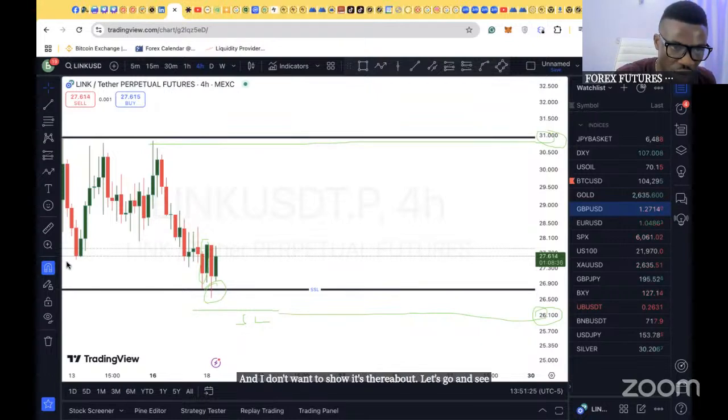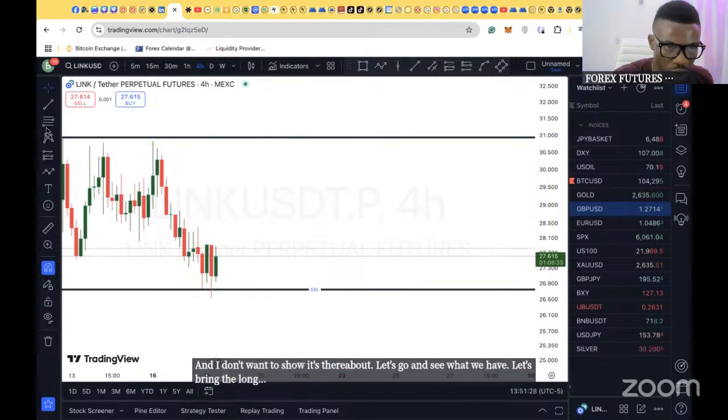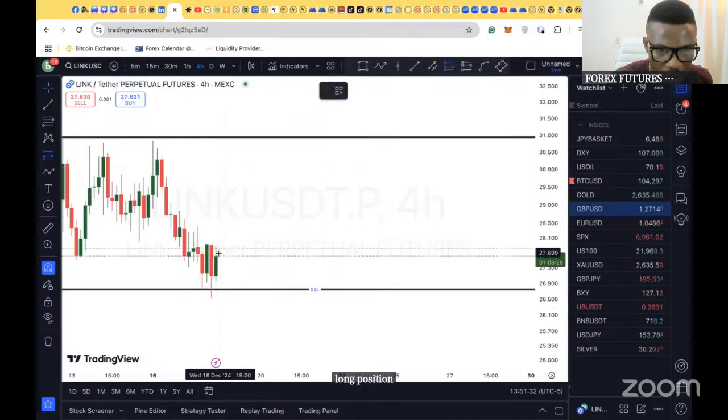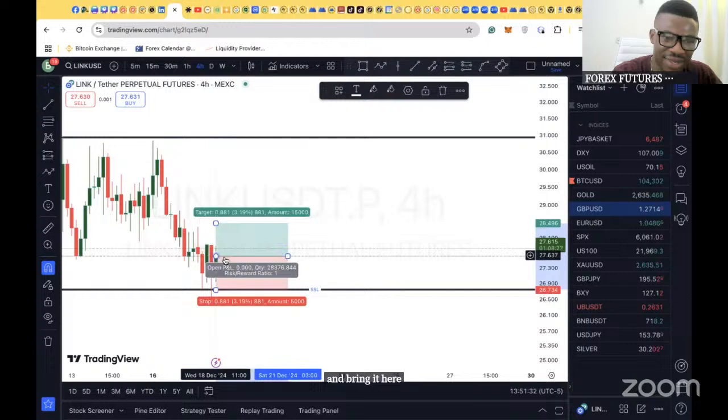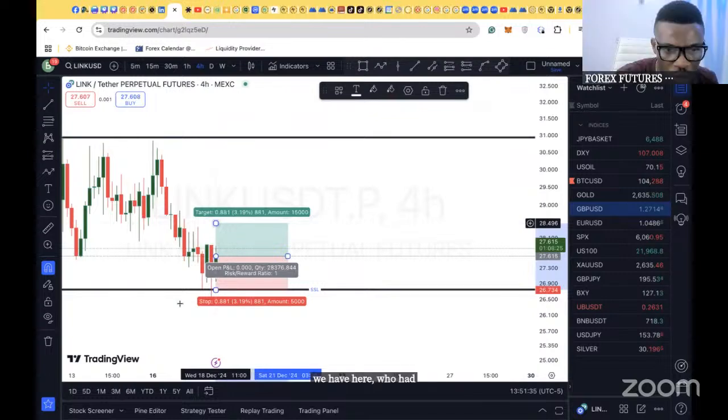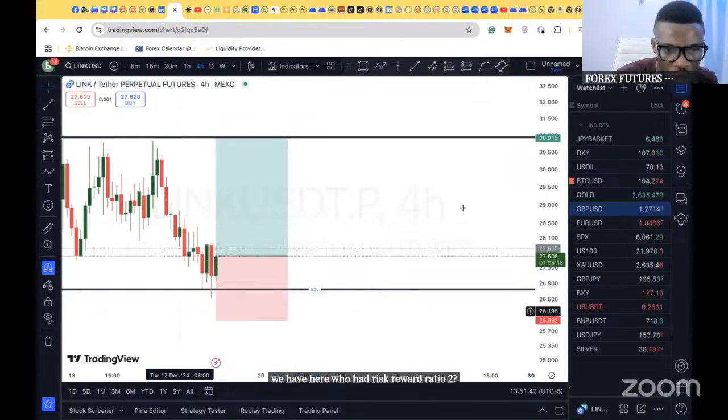Let's bring the long position. Long position, where are you? Click on it and bring it here. We are buying this asset right now. We're not even thinking about it. We are taking it all the way to this point and we are stopping anywhere below this guy because that's where it's now invalid. And what risk to reward ratio do we have here? We had risk reward ratio 2. So our entry is right now, market order.